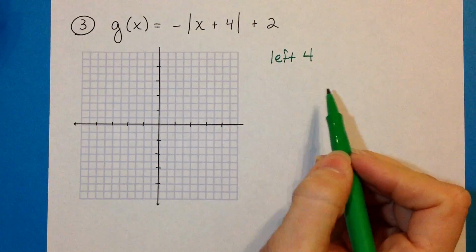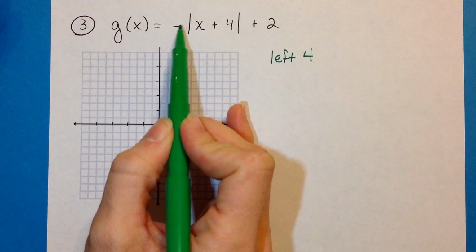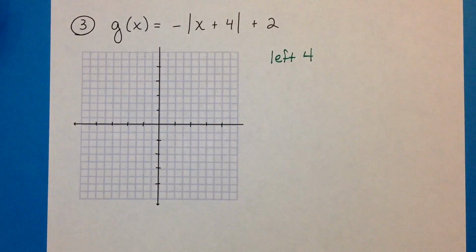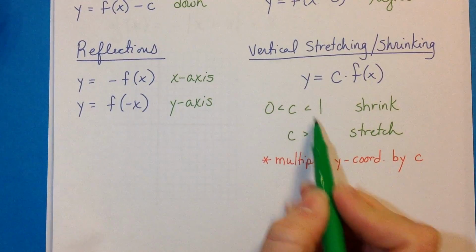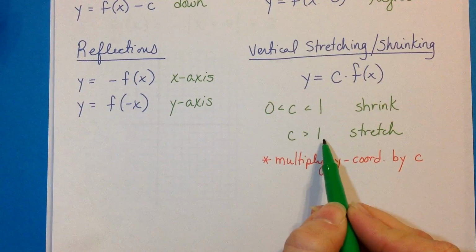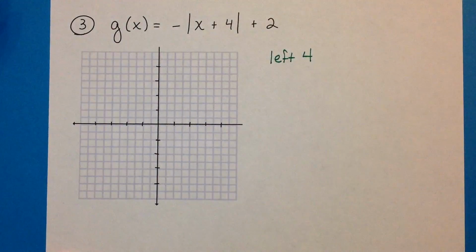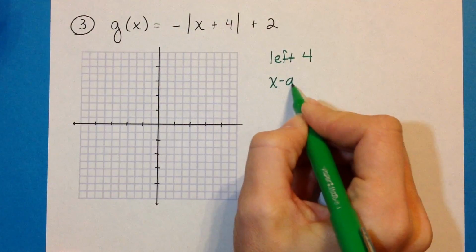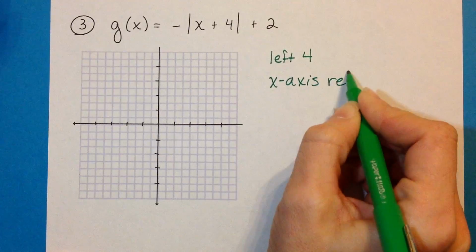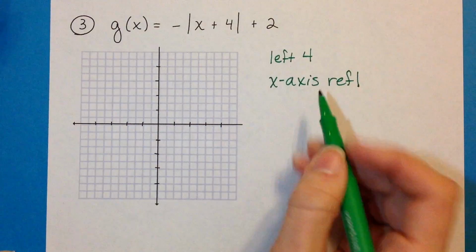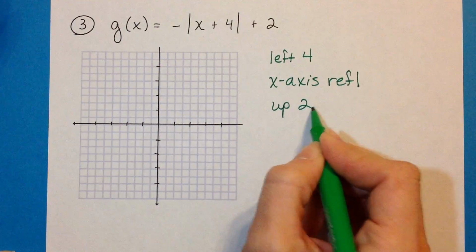Okay, next is a stretch or a shrink. Now, I do have a number in front multiplied, but it's a -1. That's actually not a stretch or a shrink, because if you recall, when you're talking about stretches and shrinks, none of this is negative, because if you're between 0 and 1, that's a positive number, and if you're bigger than 1, it's a positive number. So the negative that you have here, it being out front, is actually the x-axis reflection. And then the +2 being at the end of the function, that's going to shift your graph up 2.